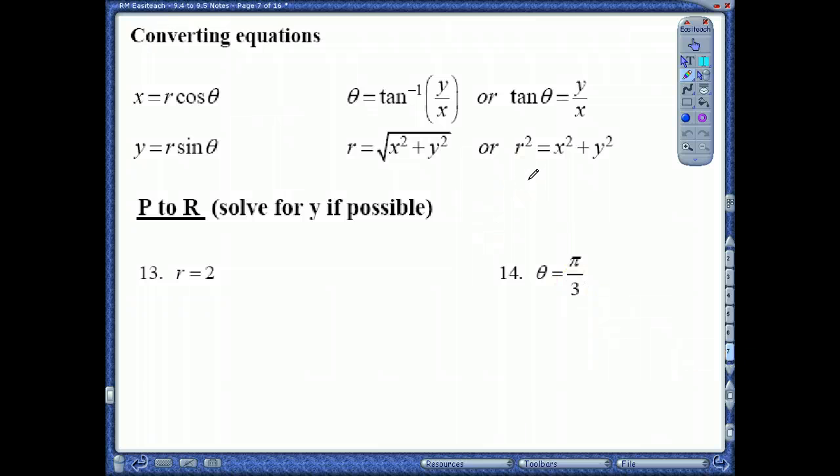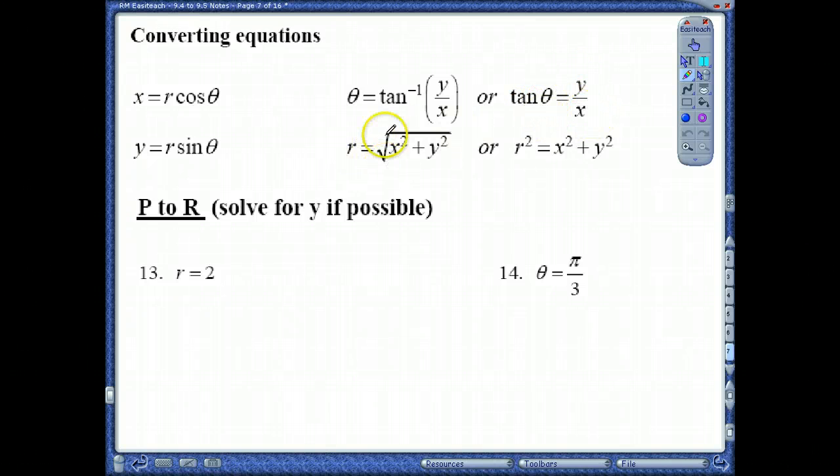And those things we've got to do are to convert whole entire equations. So we converted points back and forth from polar to rectangular. Now we're going to convert equations back and forth. Okay, so we're going to use the same information we used to convert points, only we may be looking at them with fresh new eyes. For instance, theta is equal to inverse tangent of y over x. We may need to look at it as tangent of theta. That's equal to y over x.